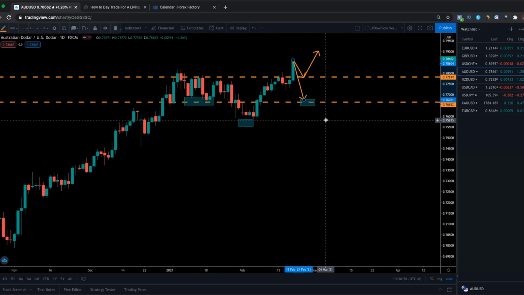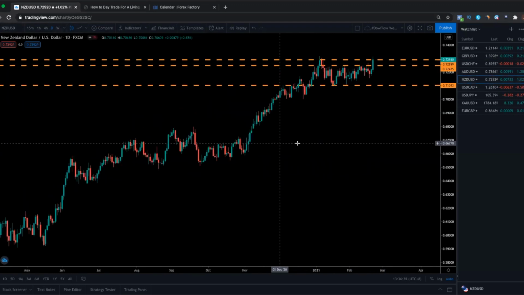Okay, and just like the pound dollar, please do not attempt to sell the Aussie dollar. Okay, at least on the day chart. Okay, in the day chart, it's in the uptrend, and there are two key levels that you should be buying off, not selling. So moving on to the Kiwi dollar.